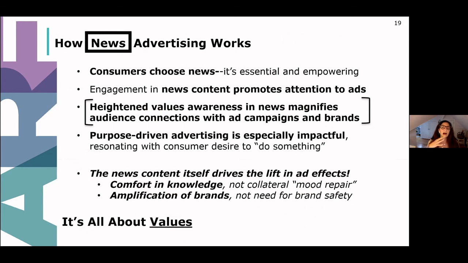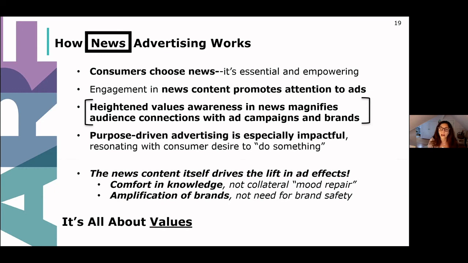So finally, in summary, these are really the key points and how news advertising actually works. First and foremost, it's really important to remember that consumers choose news. It's essential, it's empowering, they enjoy it. It makes the people who are interested in engaging it feel better. And the engagement in the news content promotes attention to advertising. That's the part we've always known. But what's really new in this work is that the heightened awareness that people have for their values in news actually magnifies the connections that consumers have with the ad campaigns and brands. And that's what really makes it work.